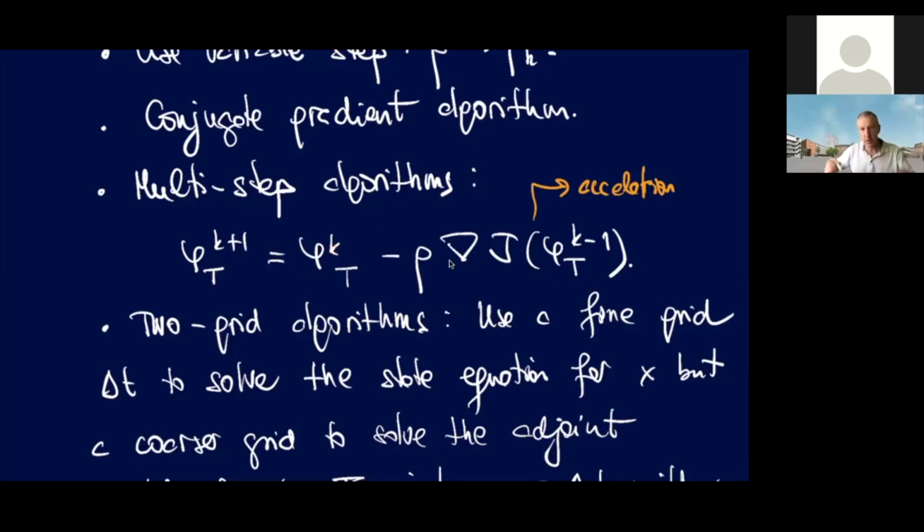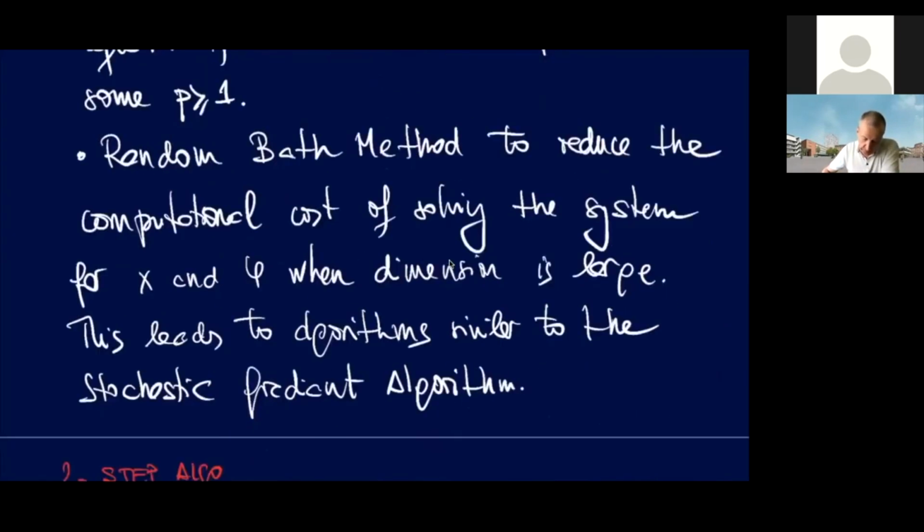So in this algorithm, of course, you will need to keep the phi k up to the next iteration because you will use it again. So from a memory perspective, this is accelerating the convergence, the computational cost is the same, but you will need to keep two adjoint states in your memory.